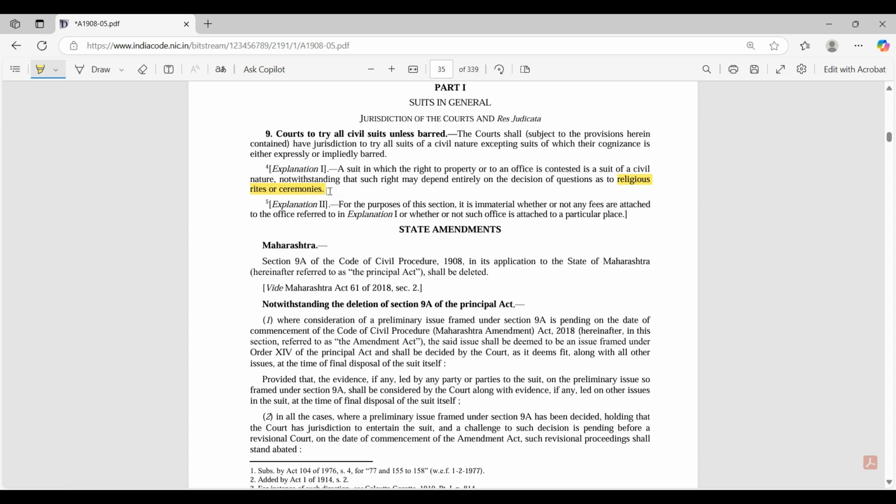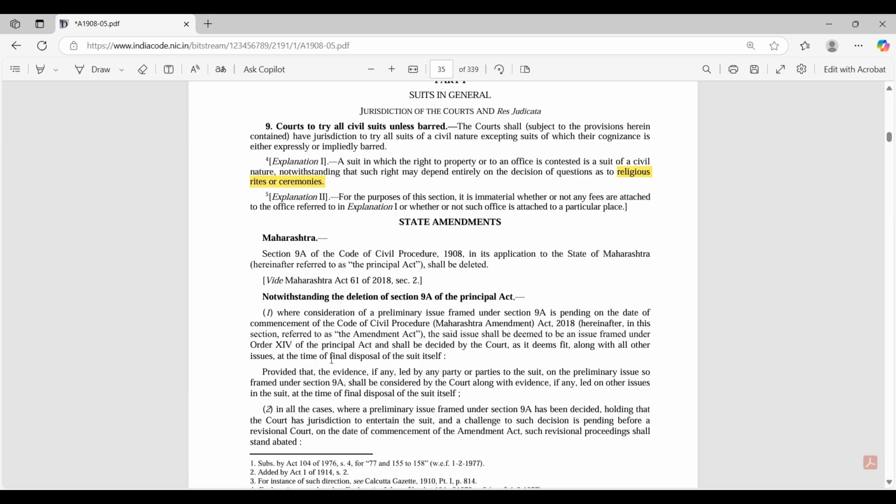Religious rites or ceremonies, right? Explanation 2. For the purposes of the sections, it is immaterial whether or not any fees are attached to the office referred to in explanation 1, or whether or not such office is attached to a particular place. So do remember all these two explanations, that will suffice.